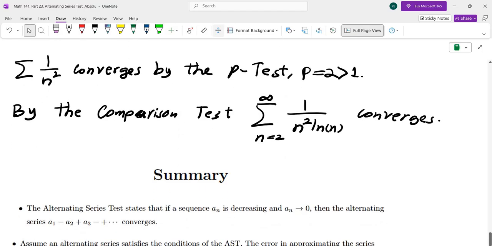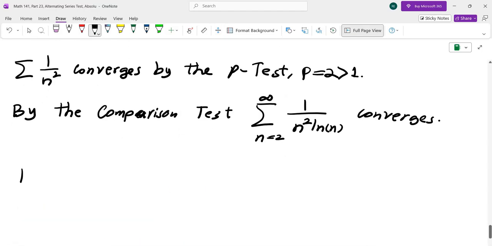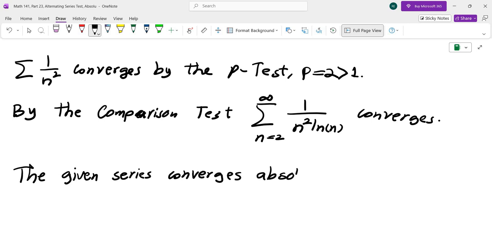Okay, so that tells us that the given series converges absolutely. So the given series converges absolutely.